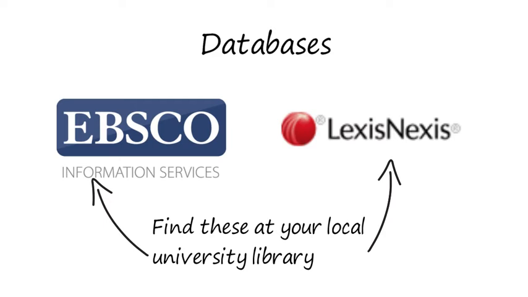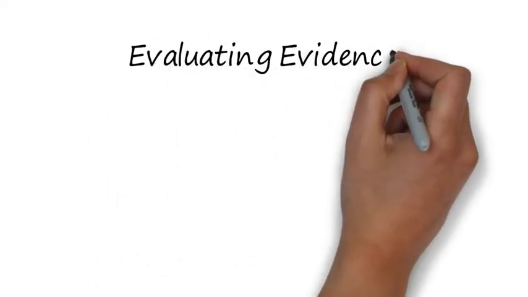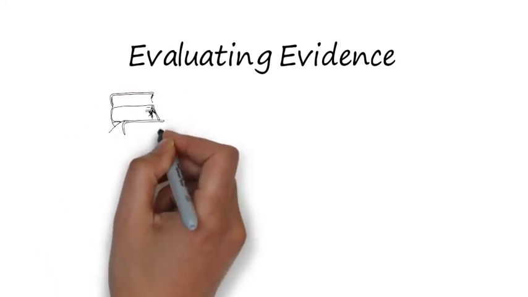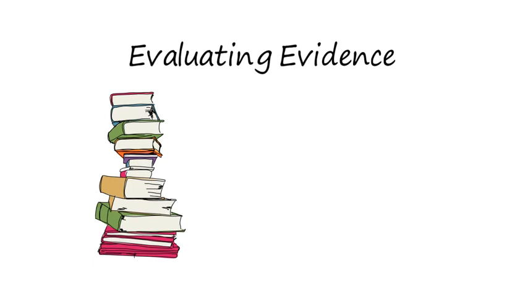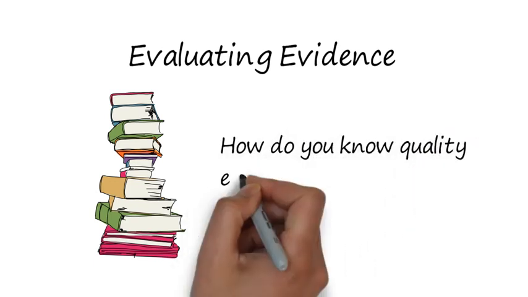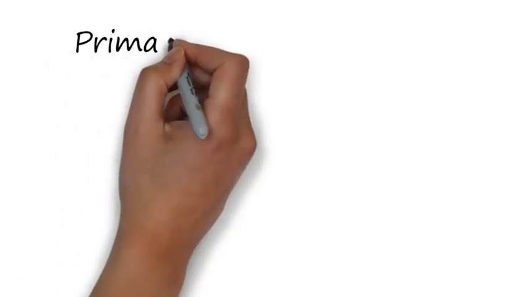But let's be honest, finding information in this day and age isn't the difficult part. The difficult part is finding quality information. So here are a few simple suggestions for when you find information in order to evaluate its quality. The first one is to know the difference between primary versus secondary sources.